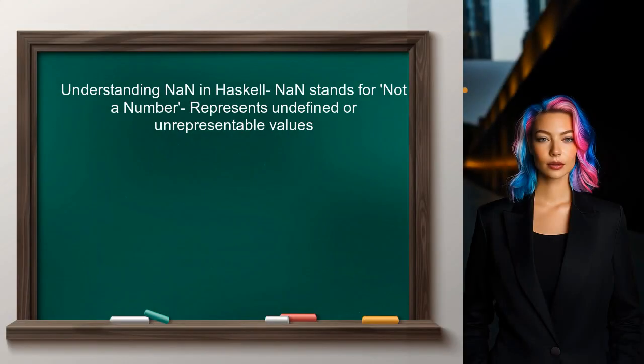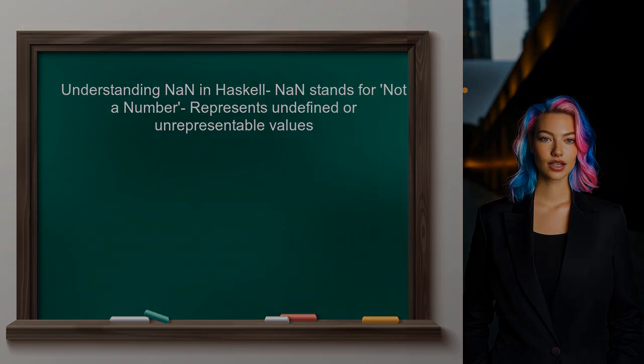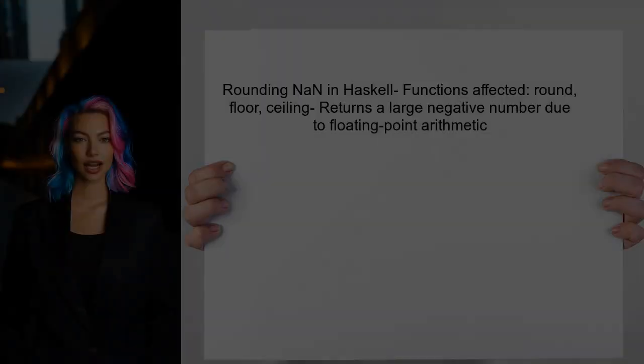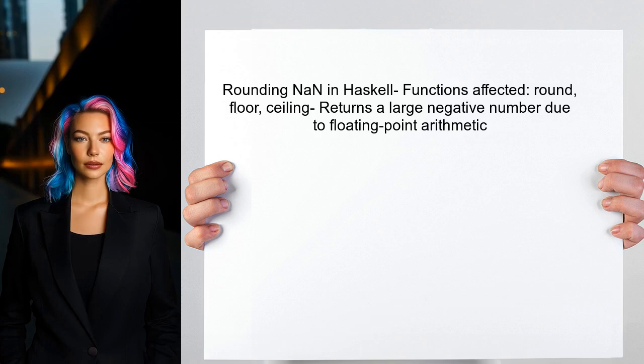To understand the behavior of rounding NaN in Haskell, the user should first recognize that NaN stands for not a number. It represents an undefined or unrepresentable value, particularly in floating point calculations. When the user attempts to round NaN using functions like round, floor, or ceiling, Haskell returns a large negative number. This is due to how floating point arithmetic is implemented in Haskell, which can lead to unexpected results.